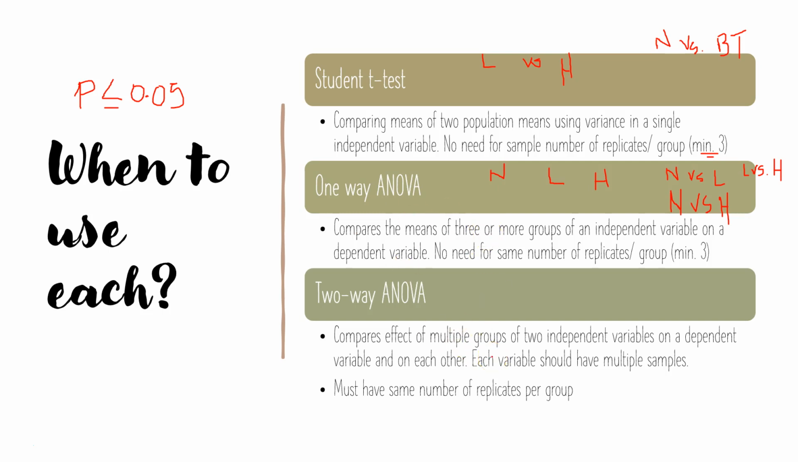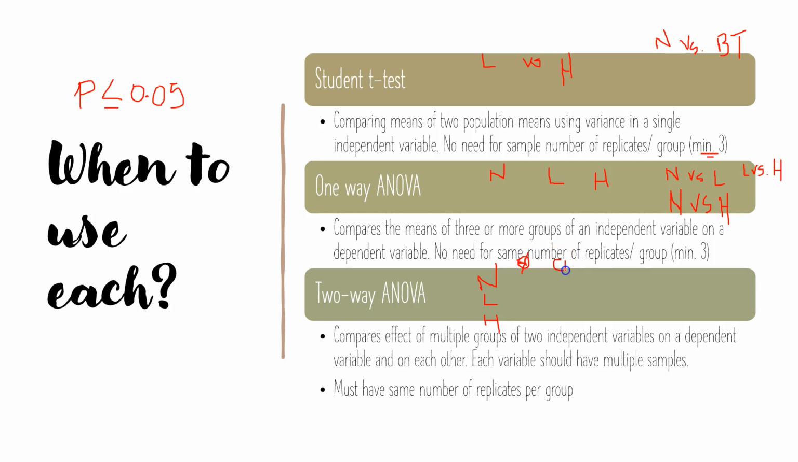Two-way ANOVA looks at the effect of multiple groups of 2 independent variables on a single dependent variable and on each other. An example with that would be my population of brain tumor patients. So I have patients with normal brain, low-grade brain tumor, or high-grade brain tumor. And then I have patients that use cell phones and patients that use no cell phones.